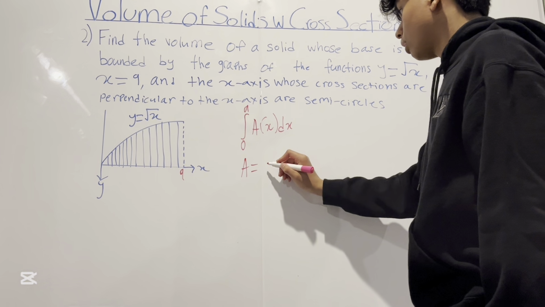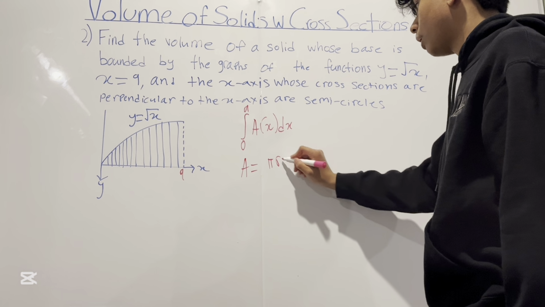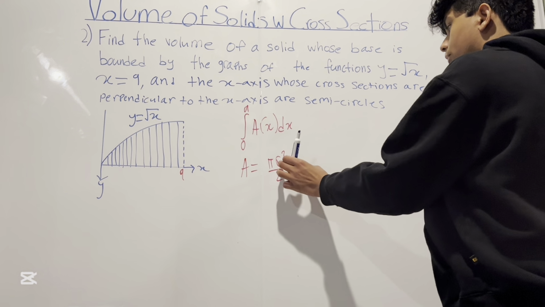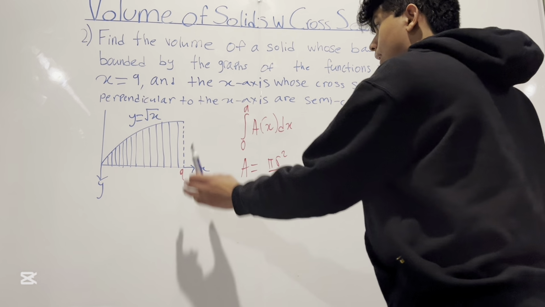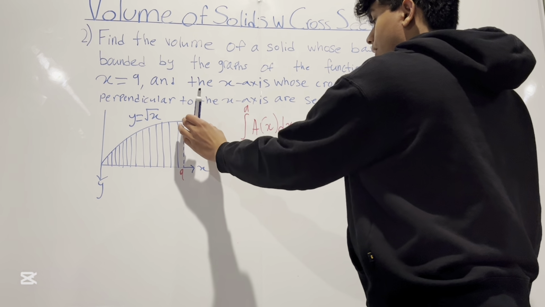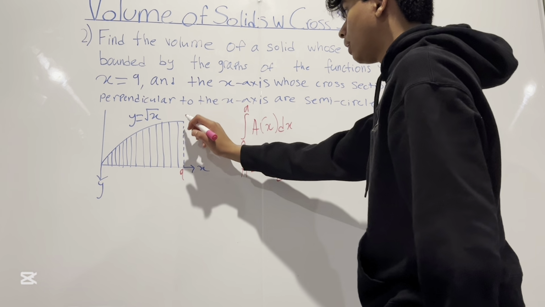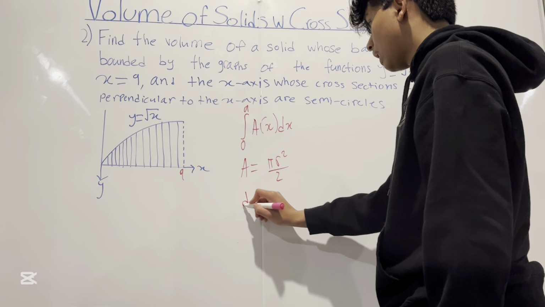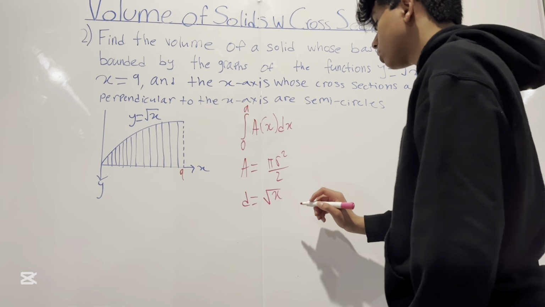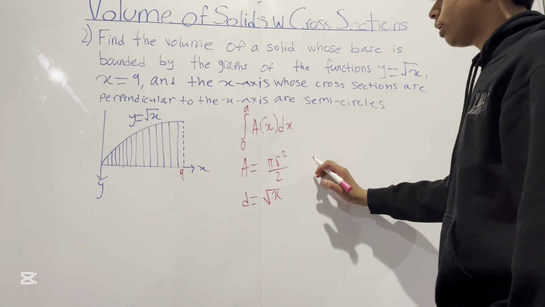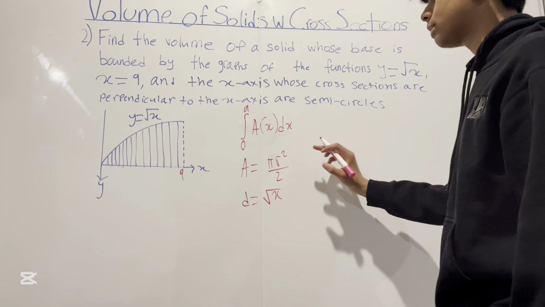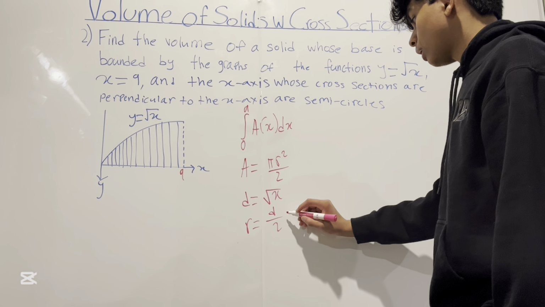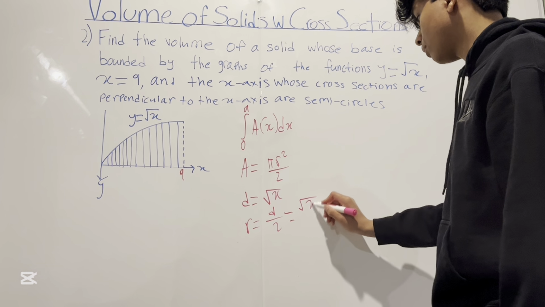So the area of a circle is pi r squared, and since we're doing a semicircle, which is half of that, we're going to divide by 2. And this time we have to find r. And we know that the diameter of the semicircle is going to be square root x, because that's the top function and it goes all the way to the x-axis. So we know that diameter is equal to square root x. And we also know that in a circle, the diameter spans the entire length, and radius is half of that. So the radius is d over 2, diameter divided by 2, and that's equal to square root x over 2.